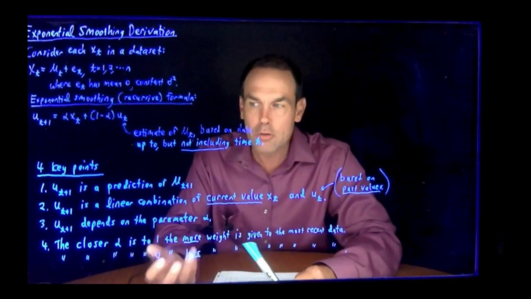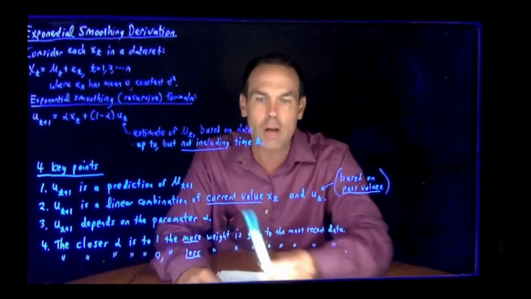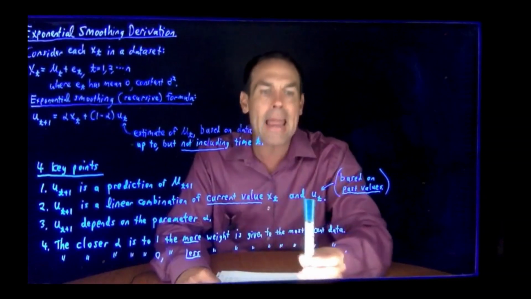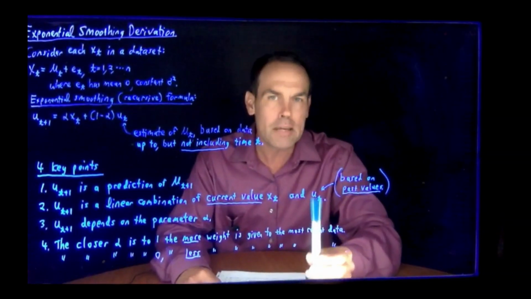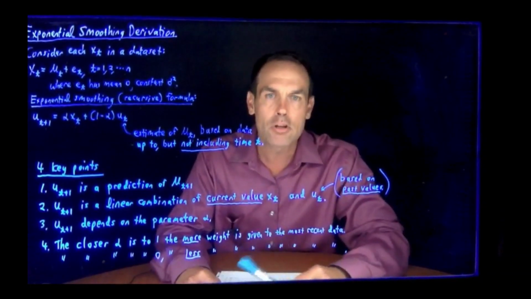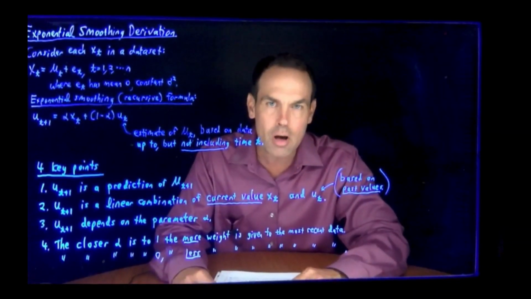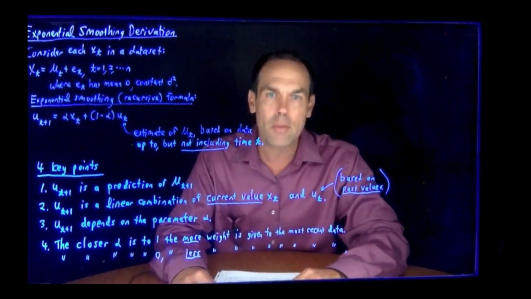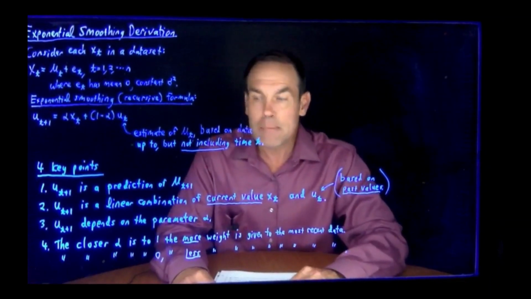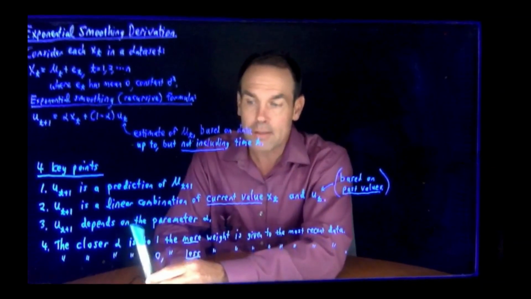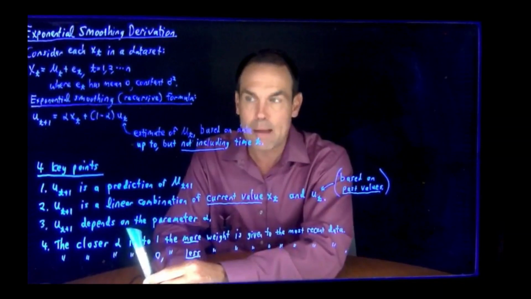So yes, u sub t plus 1 is a linear combination of the current value x sub t and this u sub t, which is based on past values. As I said, it's a convenient combination, an appropriate combination of the present and the past. U sub t plus 1, obviously, depends heavily on the parameter alpha.